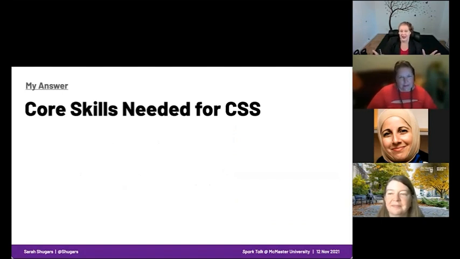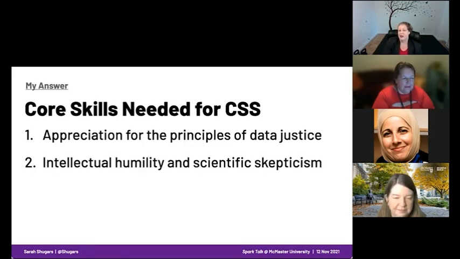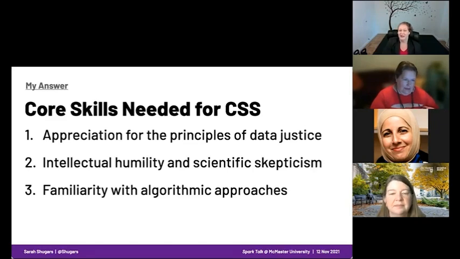This is the list that I made in advance of this talk of the things that came to my mind with that prompt. And I was curious to see what came to mind for you. But I put what I see as the core skills here, roughly in order of importance. First, I think we need an appreciation for what I call data justice. And I'll talk more about what that means over the course of this talk. Second, computational social science really requires intellectual humility and scientific skepticism. I think this is true for any science, but I'll talk particularly about why it's important in the context of computational social science. And then finally, we do need a familiarity with algorithmic approaches.